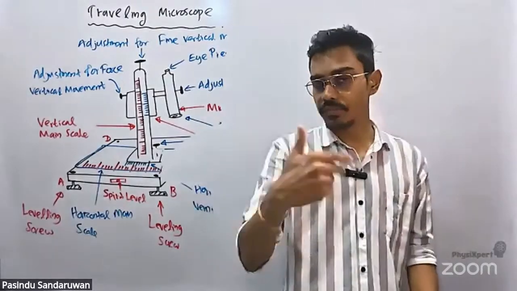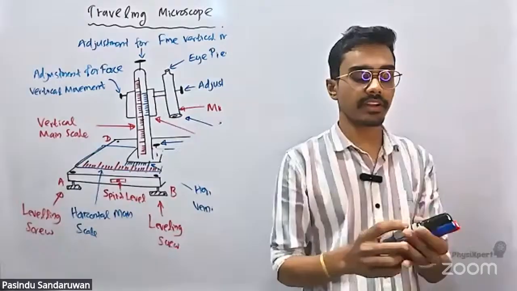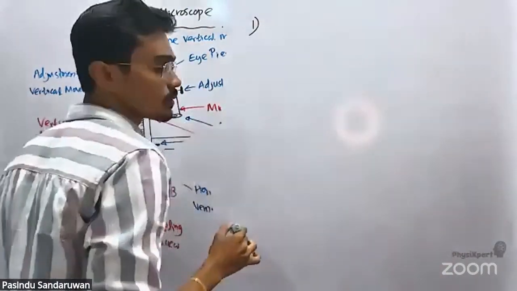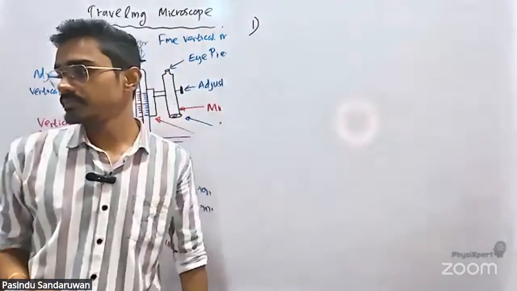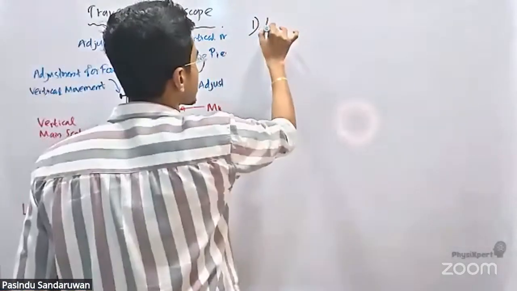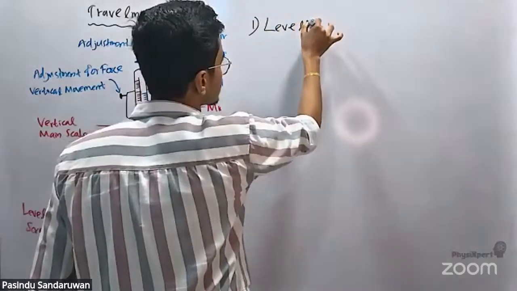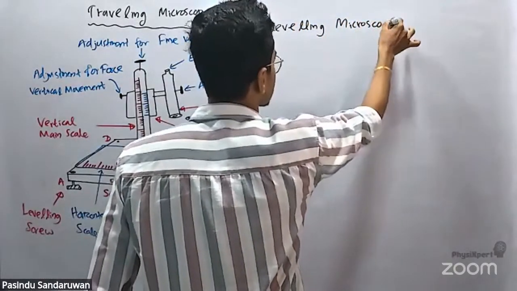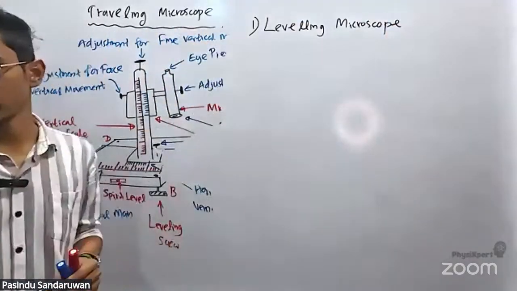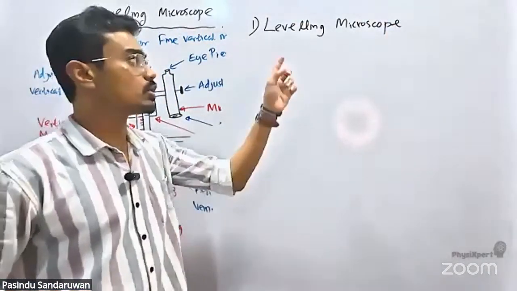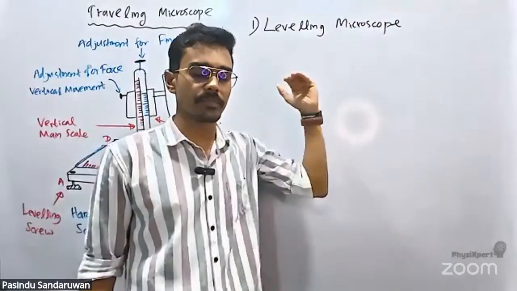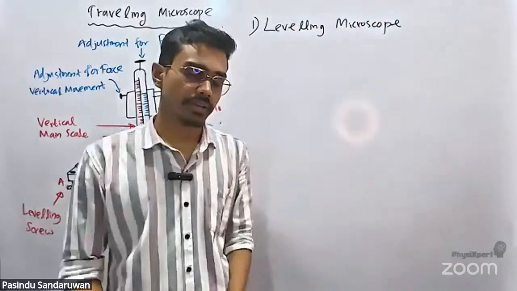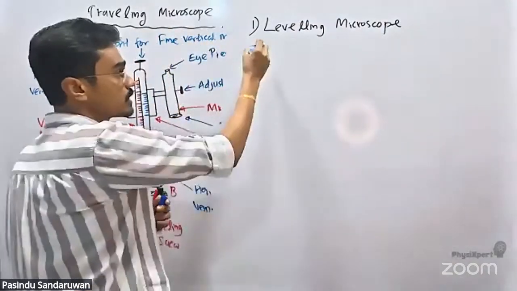Okay, there are a few steps, so you will write one by one. Number 1, write down: leveling microscope. Under that, write down the first point below this.